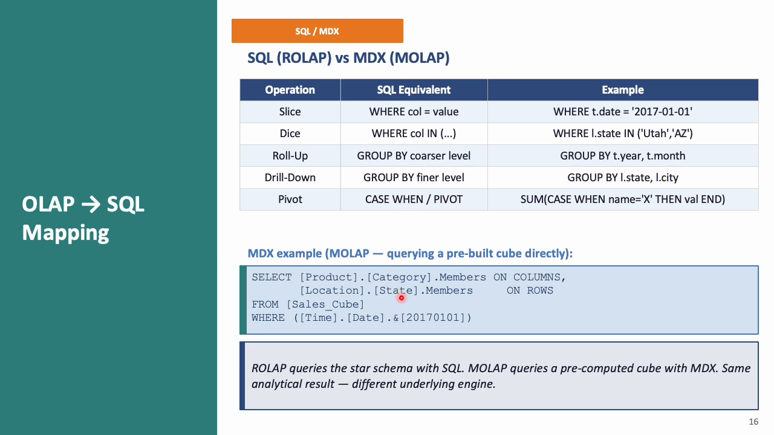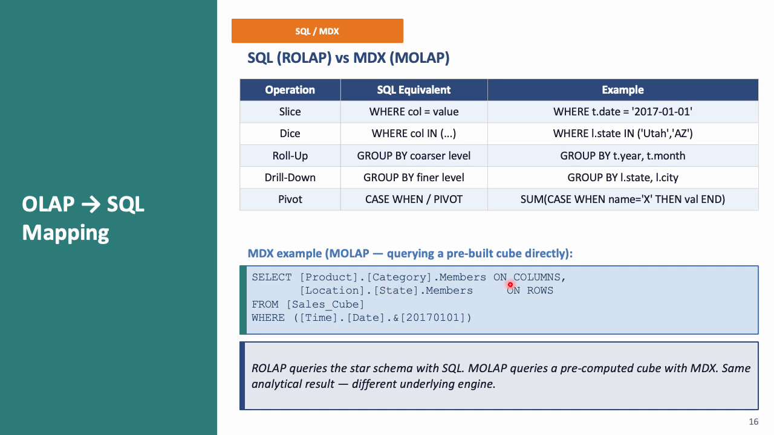Here, you see an MDX example, showing how you query a pre-built cube directly. This is the query language used in MOLAP systems. MDX looks quite different from SQL. Rather than specifying tables and joins, you describe the result in terms of cube axes. You can see the select clause in MDX defines what appears on each axis of the result grid.